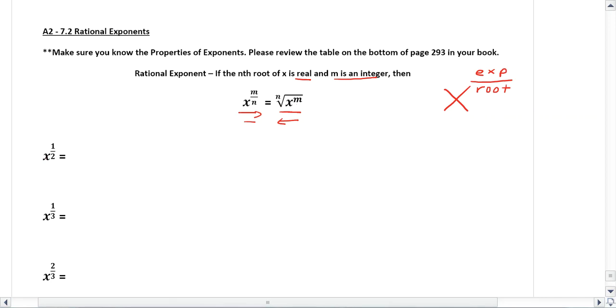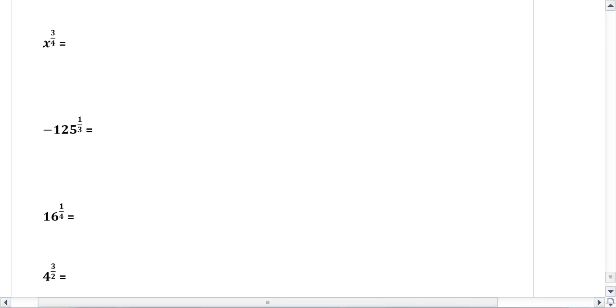Start with an easy example. x to the 1/2 power would be the square root of x to the first power, so I'm not going to write the 1. x to the 1/3 power is the third root of x to the first power, which is just the third root of x. x to the 2/3 power is the third root of x squared. So again, notice every time the denominator becomes the root, and that numerator is the exponent on your variable. So x to the 3/4 power would become the fourth root of x to the third.